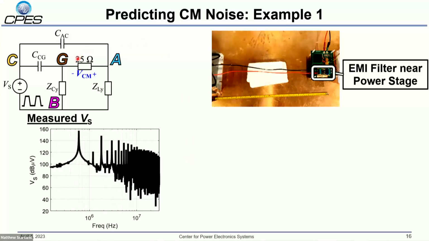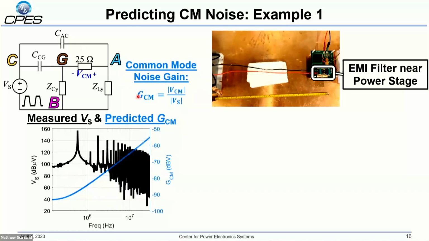To predict the noise at our LISN, our measured common mode noise, we can derive a noise gain from our source to our measured noise as a function of these impedances in our model. Because we already know the values of these different impedances, we can calculate this noise gain, which we'll call GCM, which is the ratio of our measured noise to our noise source.